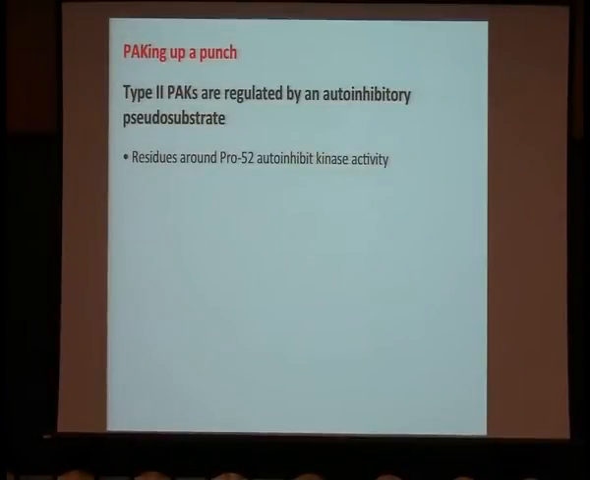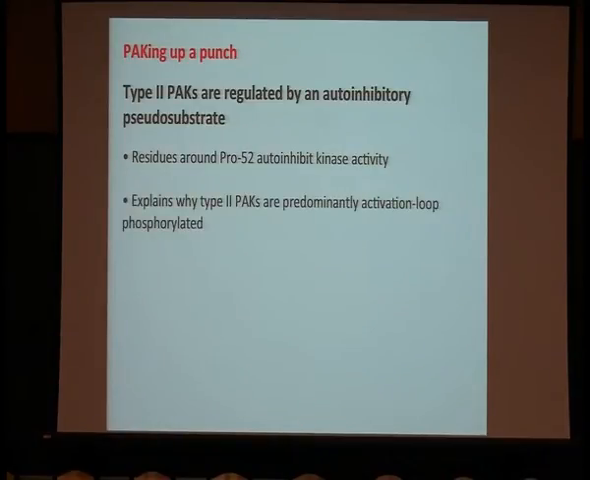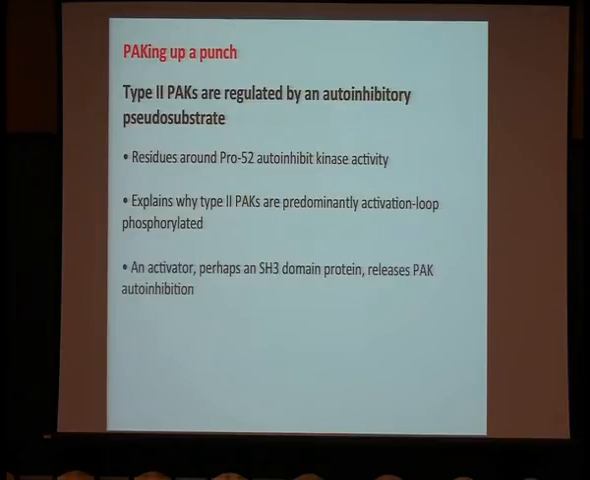So, to sum up the PAK work, type 2 PAKs are regulated by an autoinhibitory pseudosubstrate, residues around proline 52 autoinhibit kinase activity. We think this explains why type 2 PAKs are predominantly activation loop phosphorylated, and we think there's an activator, potentially an SH3 domain protein that releases PAK autoinhibition, and we're looking for who that could potentially be.